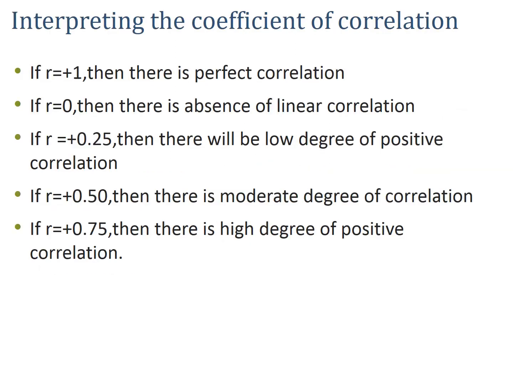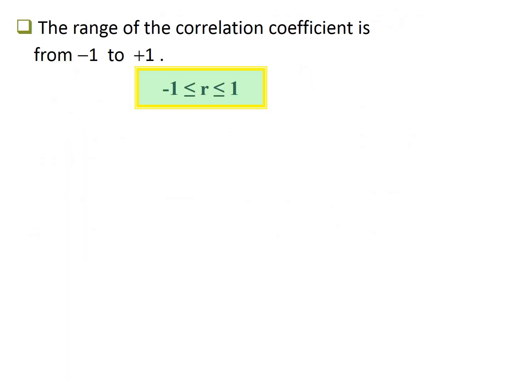If r is equal to +1, then there is a perfect correlation between variables. If r is equal to 0, then there is an absence of linear correlation. If r is equal to plus 0.25, then there will be low degree of positive correlation. If r is equal to plus 0.50, then there is a moderate degree of correlation. If r is equal to plus 0.75, then there is a high degree of positive correlation. The range of correlation coefficient is from -1 to +1.